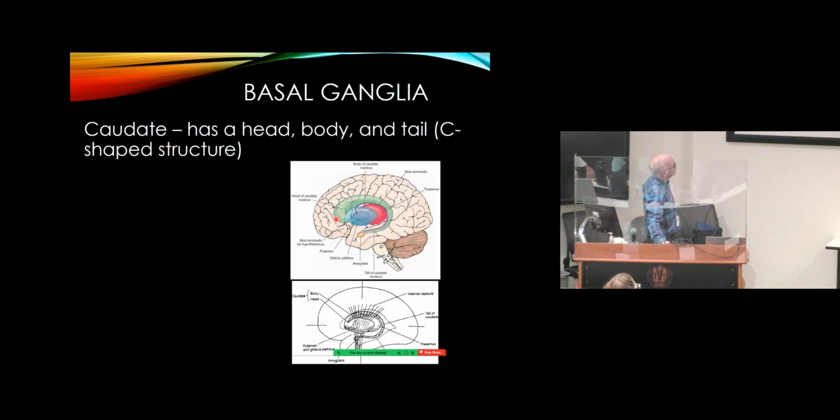So the caudate is a C-shaped structure. Here's the head of the caudate, and it goes through a body and all the way back to a tail. So if you make a cut through the brain like this, you're going to see the caudate here, and you're going to see it way back here, okay? Because you just cut through a C, right? So the caudate has this shape.